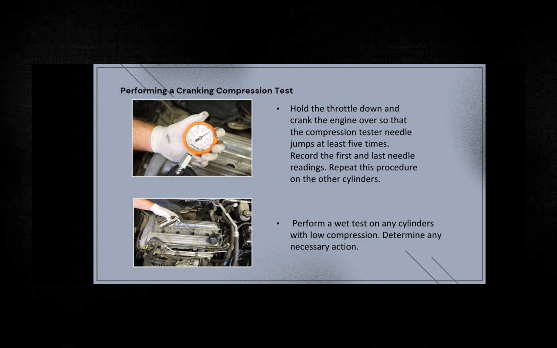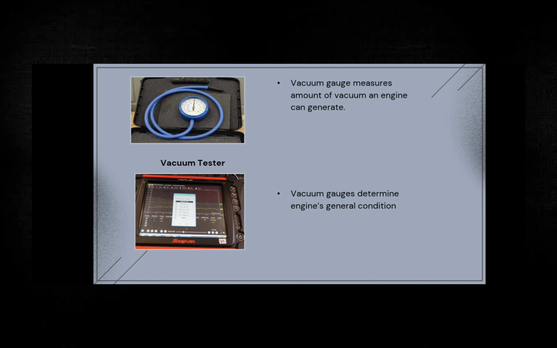Performing a cranking compression test. Hold the throttle down and crank the engine over so that the compression tester needle jumps at least 5 times. Record the first and last needle readings. Repeat this procedure on the other cylinders. Perform a wet test on a cylinder with low compression. Determine any necessary action.